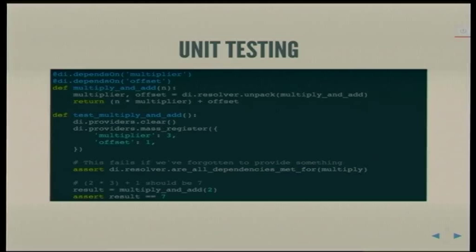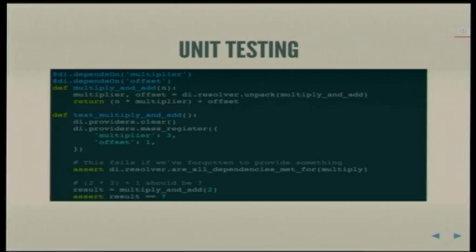These can also be functions. Really, a provider is just a callable that takes no arguments. So in this case, this is just a helper that will create a little lambda that takes no arguments and returns 3, and similarly, this one will just return 1.